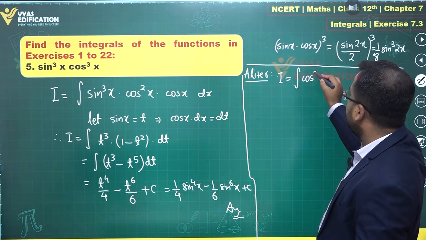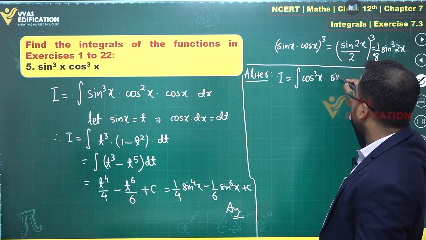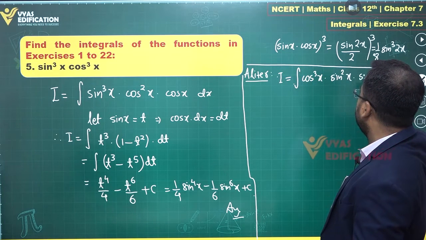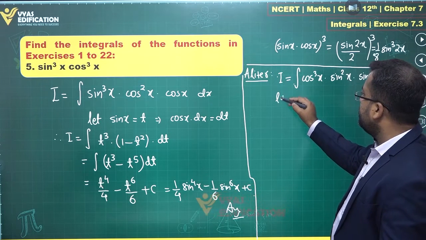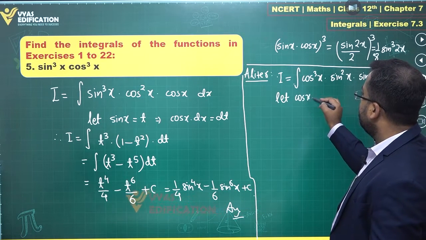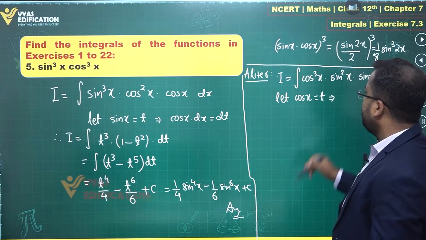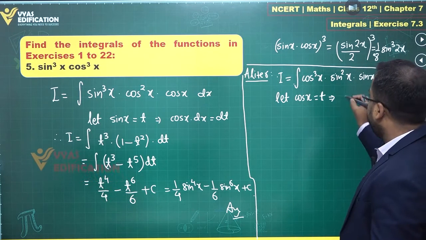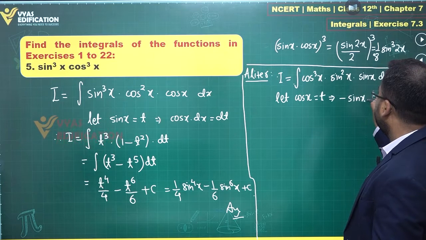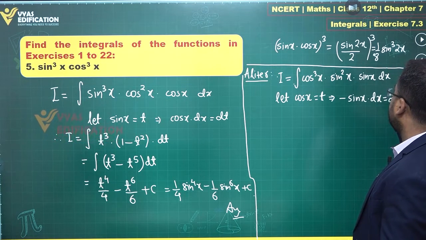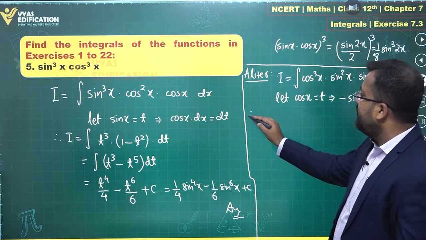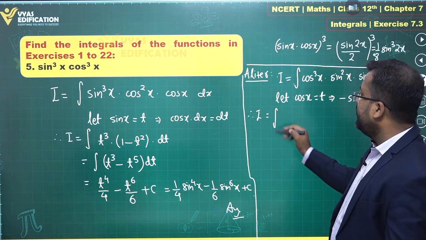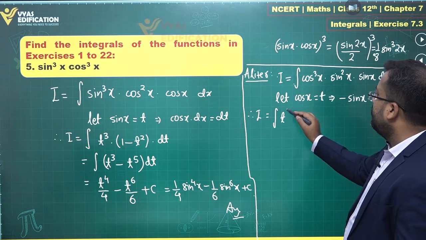cos cube x can be left as it is. Sin cube x can be separated out as sin square x into sin x dx. And I can use the substitution cos x equals t. What does that tell me? If cos x equals t, the derivative of cos x is minus sin x dx equals dt. So sin x dx will be minus of dt. Therefore, I is equal to integral of t cube.